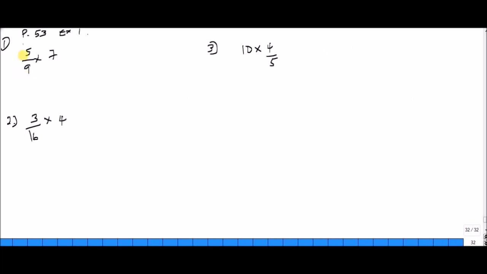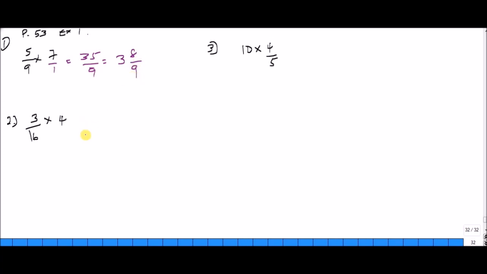Now we move to page 53, and we are looking at exercise 1. We have 5/9 times 7. We need to give this a denominator of 1, and we would have nothing to cross cancel. So 5 sevens would be 35 over 9. 9 could go into 35. 9 threes is 27, so 3 whole times. And between 27 and 35, we have 8 over 9.